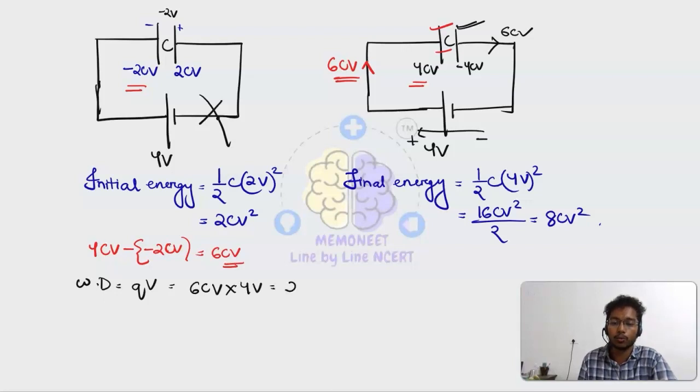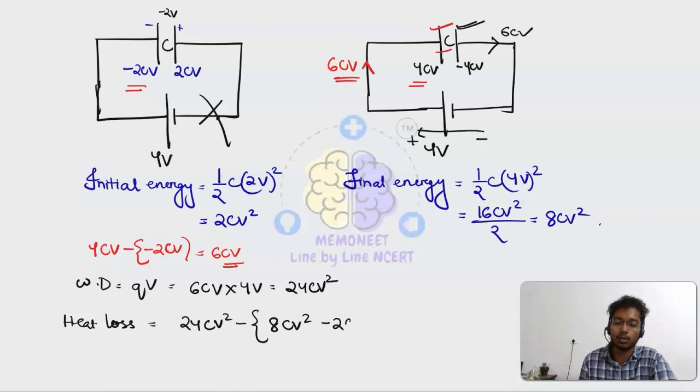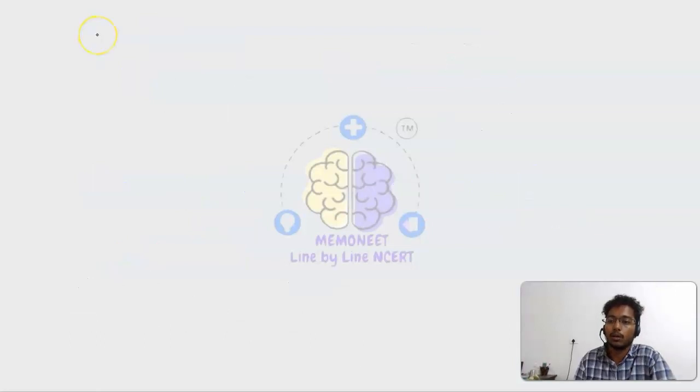4V, that is equal to 24 CV square. So this much work is done by the battery. So heat loss is equal to work done by the battery, that is 24 CV square, minus final energy, that is 8 CV square, minus initial energy, that is 2 CV square. This will be equal to 24 CV square minus 6 CV square, which is 18 CV square. This will be our final answer for the heat loss.